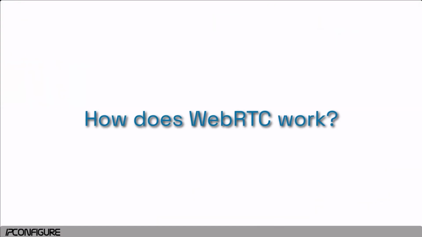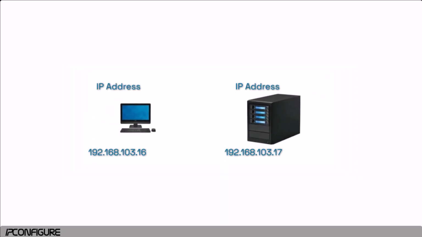So, how does WebRTC work? In order for the two devices to communicate, each one must first supply an IP address and a port. The IP address identifies the device and its place on the network or internet. It also allows the device to communicate with other devices on the internet. The port provides a path on which video can travel.